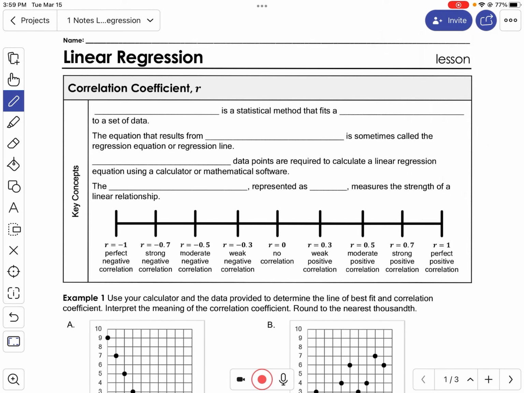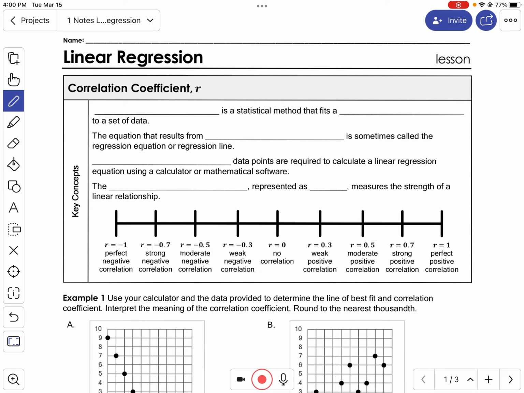Okay, so on this lesson, we're going to be looking at linear regression. So remember, we've talked about linear before. It's a straight line on a graph. And in the equation, it has a y equals, and then it has an x. So we're going to be talking about correlation coefficient R.